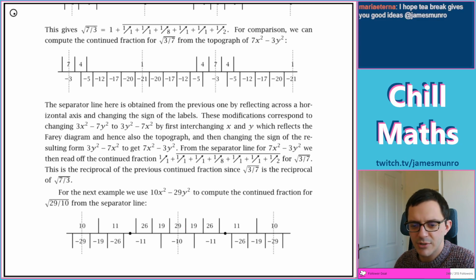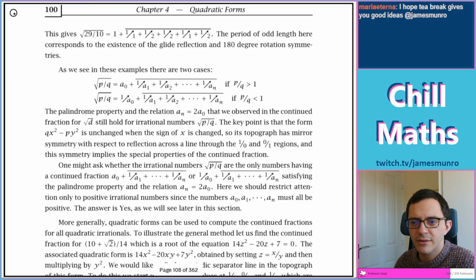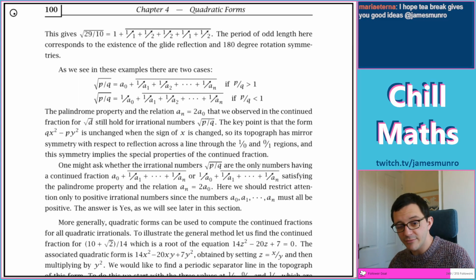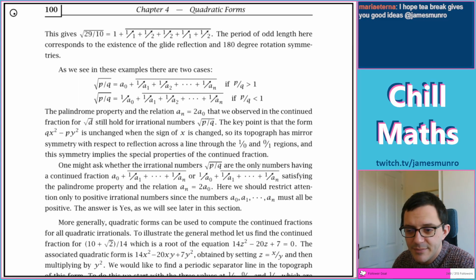Is this one good? We're looking at one more example here. 1, 2, 2, 1, 2, period of odd length. Corresponds to the existence of glide reflection. Okay, let's come back for this, but it's time for a cup of tea.